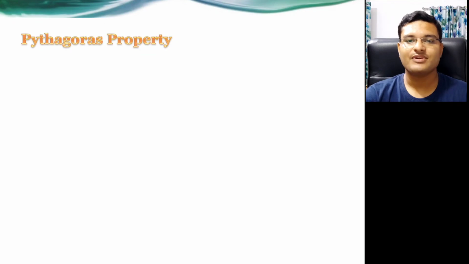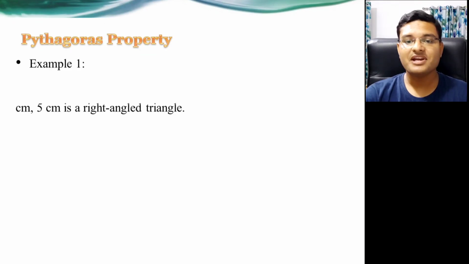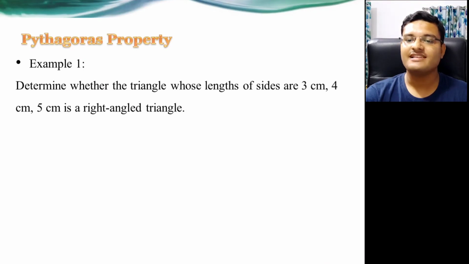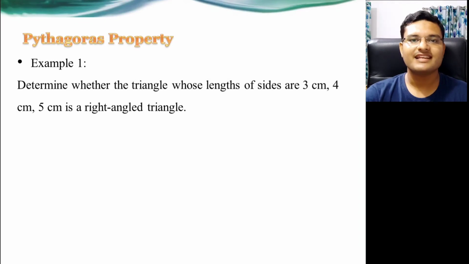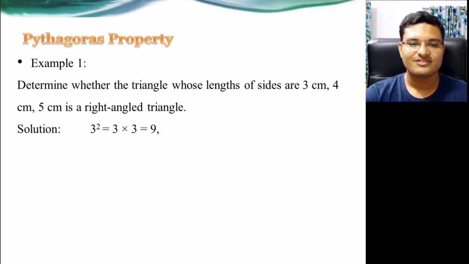Now let us take one example of the Pythagoras property. Determine whether the triangle whose sides are 3 cm, 4 cm, 5 cm is a right angled triangle. In this example we have to determine whether the given sides form a right angled triangle or not. So let's start the solution.